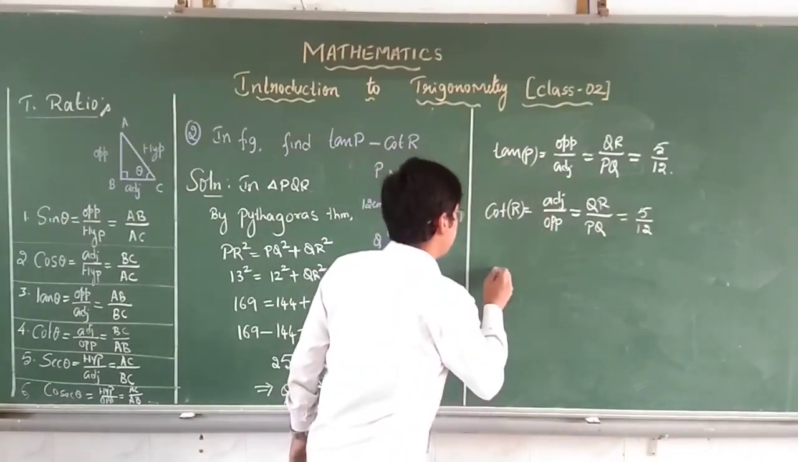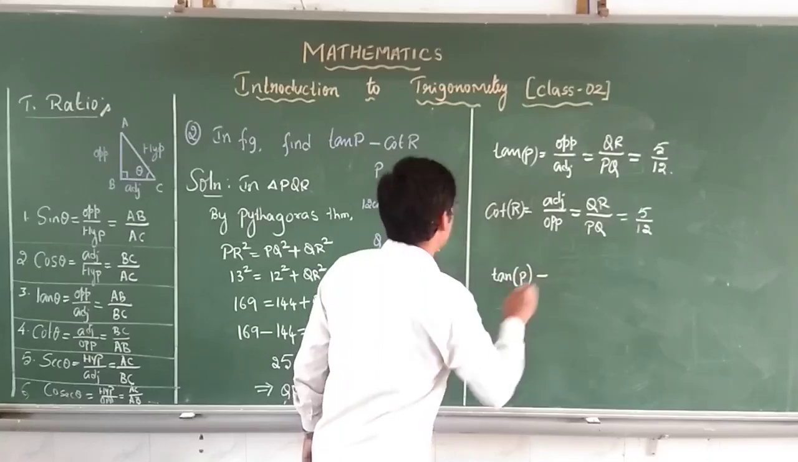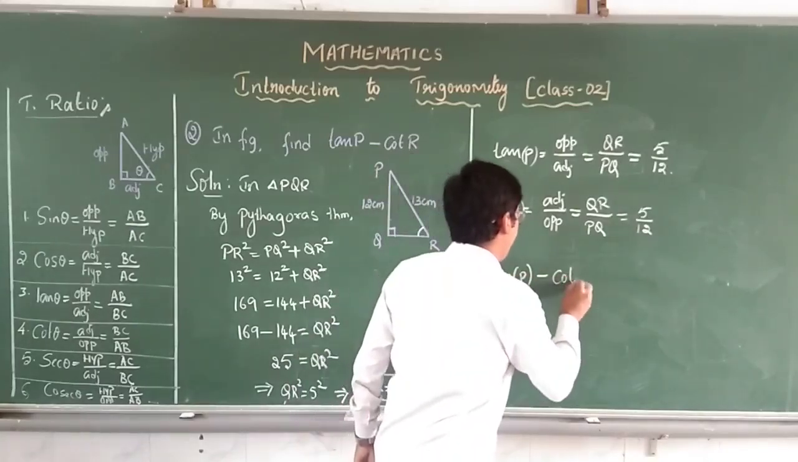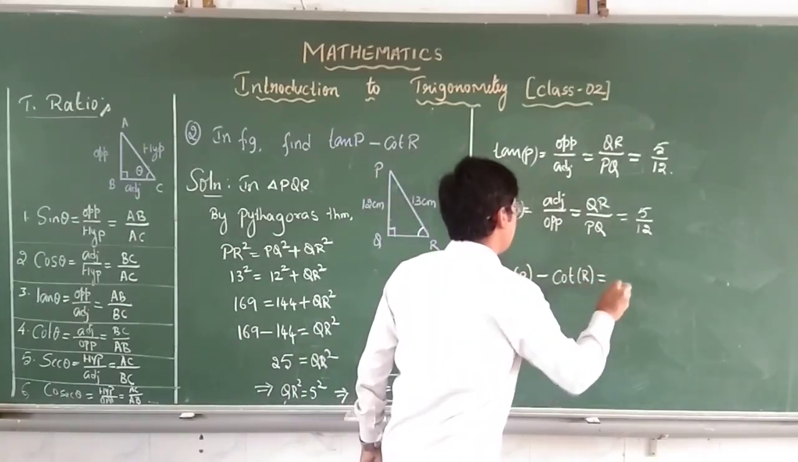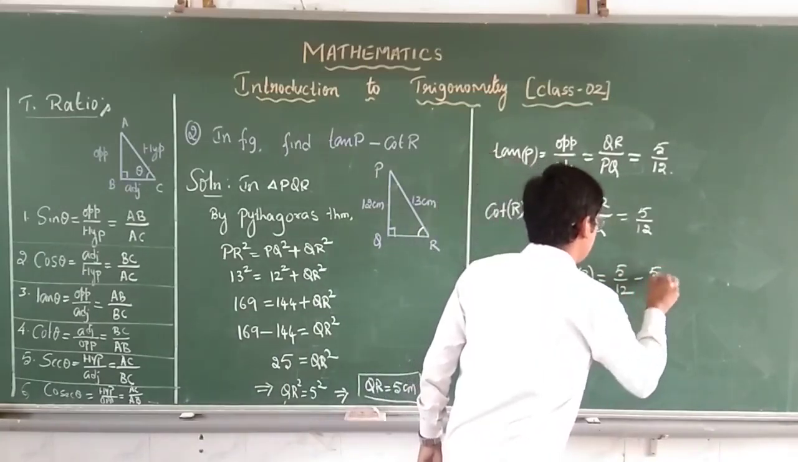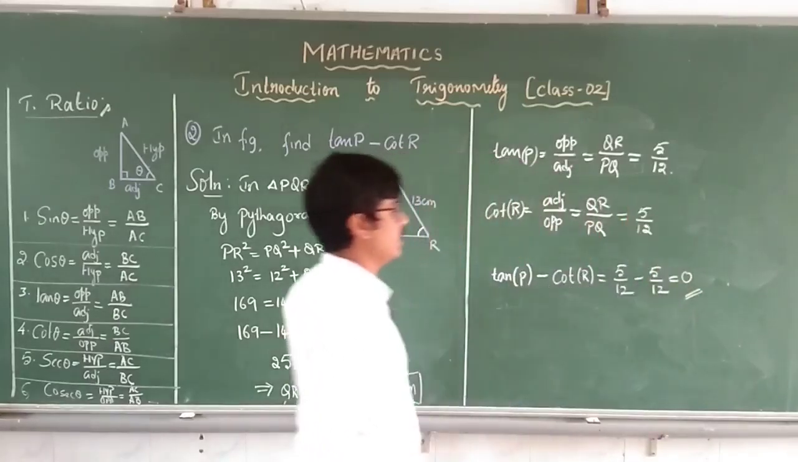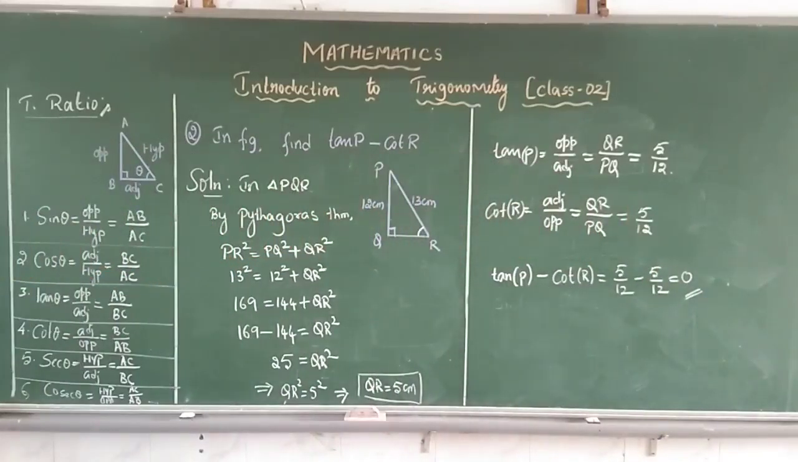Now the required thing, that is tan of angle P minus cot of angle R. So this is equal to 5 by 12 minus 5 by 12. That is nothing but 0. The required answer is 0. Write down the solution.